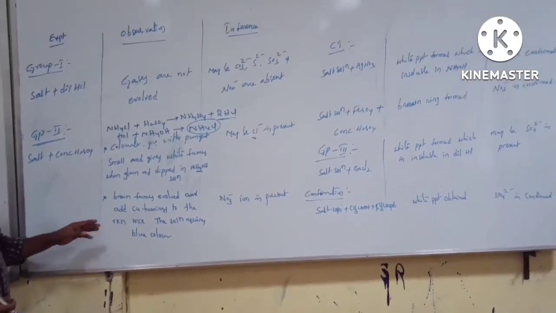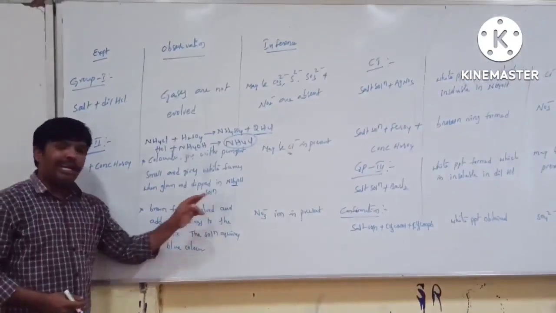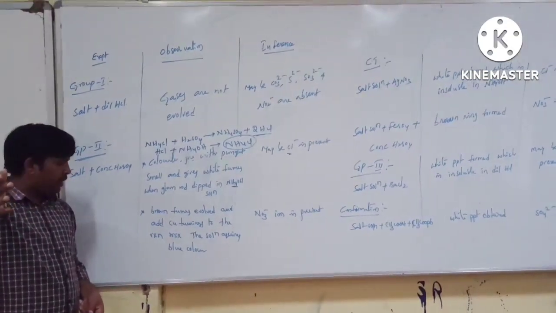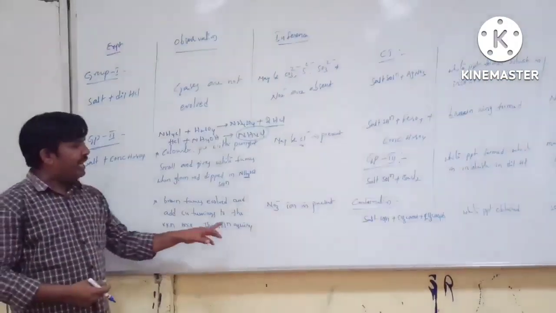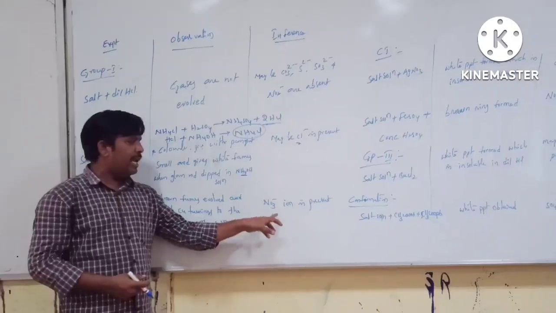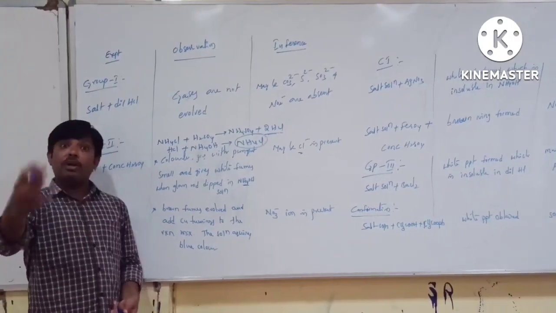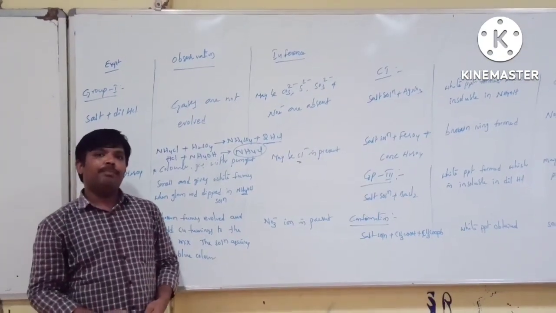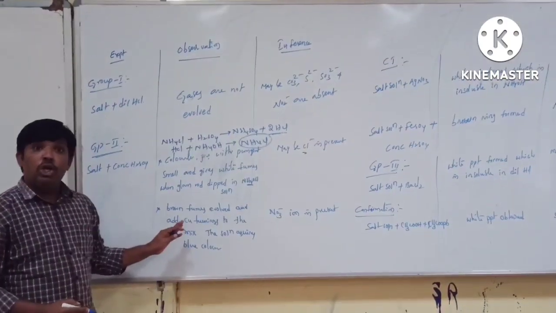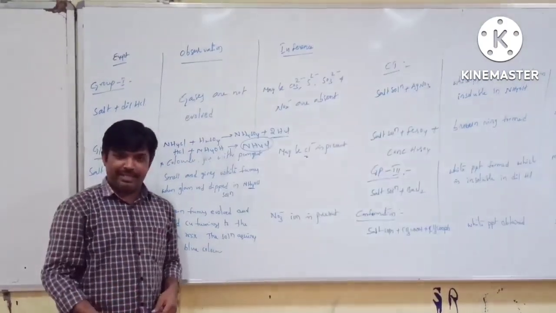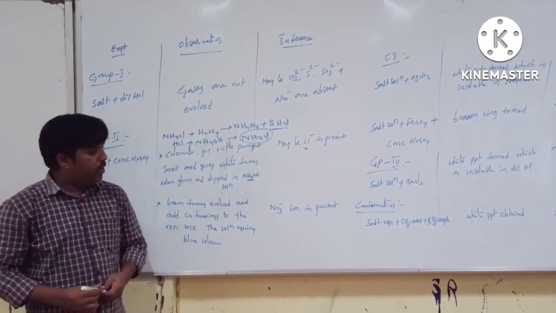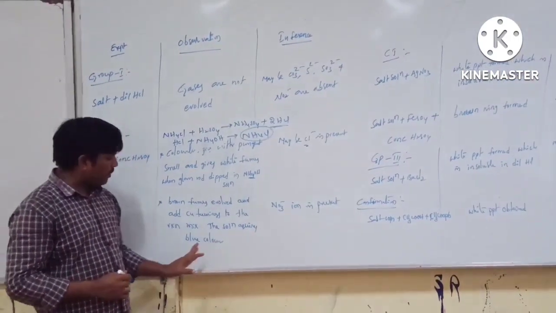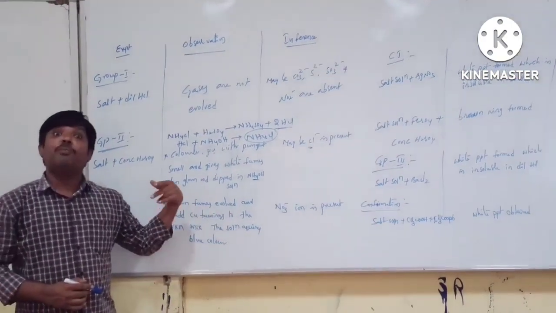Okay, H2SO4. Therefore, if brown colored gases are evolved, there may be a presence of NO3 minus. Brown color రాగా మనం ఏం చేయాలి సార్? Brown color gases are evolved, then you have to add copper. We have to add copper. Okay, the solution acquires blue color.